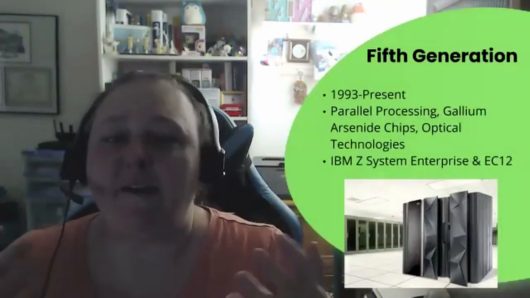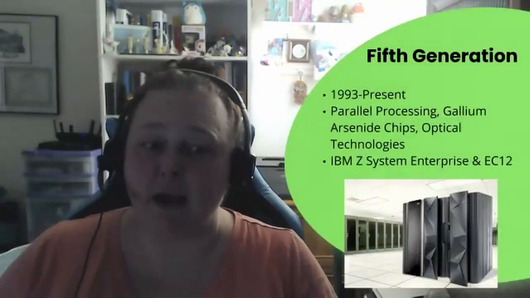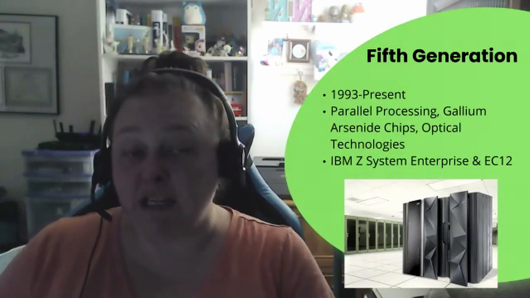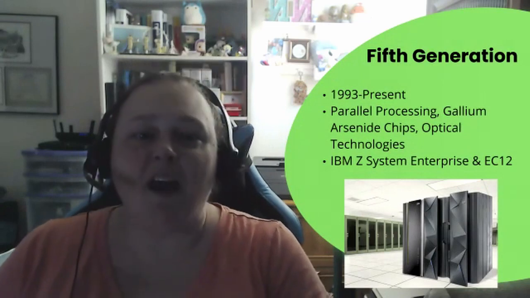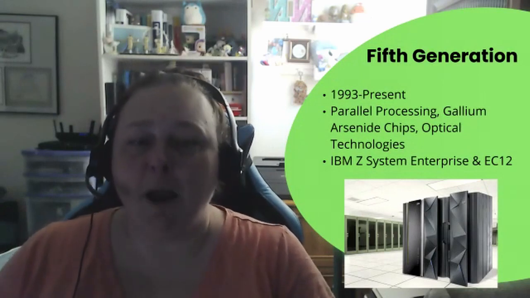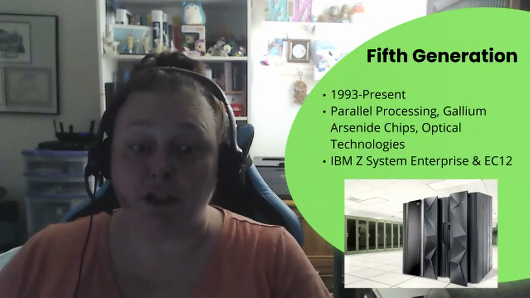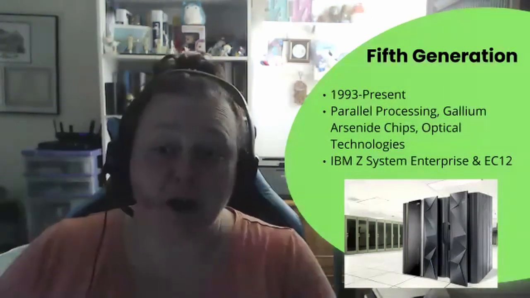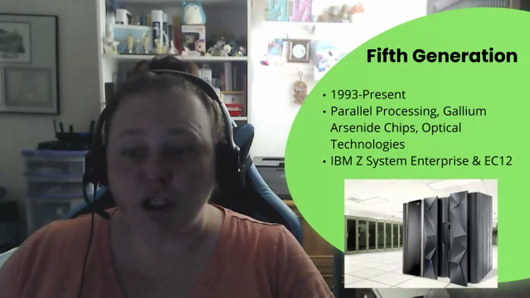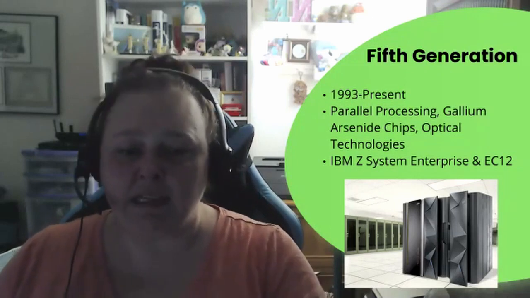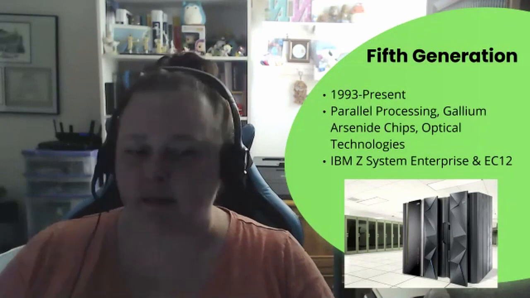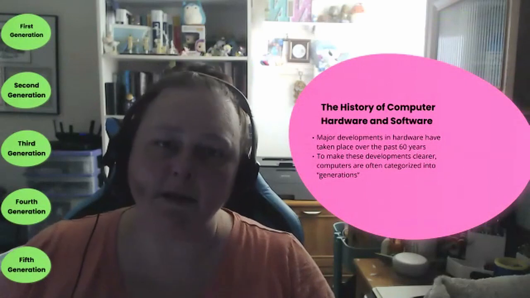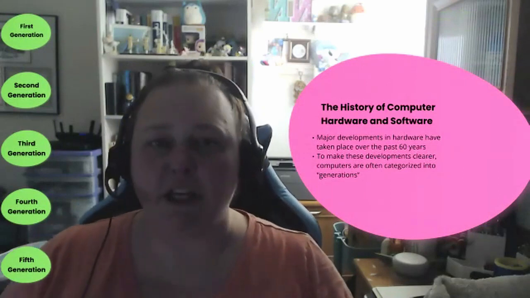Last but not least, we have fifth generation, which is kind of early 90s to now. We've got parallel processing, where we've got multiprocessors in our machines to make them faster, lighter, stronger. We've got optical technologies, and much more advanced materials being used in our chips. This is an example here of an IBM Z system enterprise. It's still quite large, but the computing power of this compared to some of those earlier ones is completely different. So that goes through a quick synopsis of the different generations of computers.